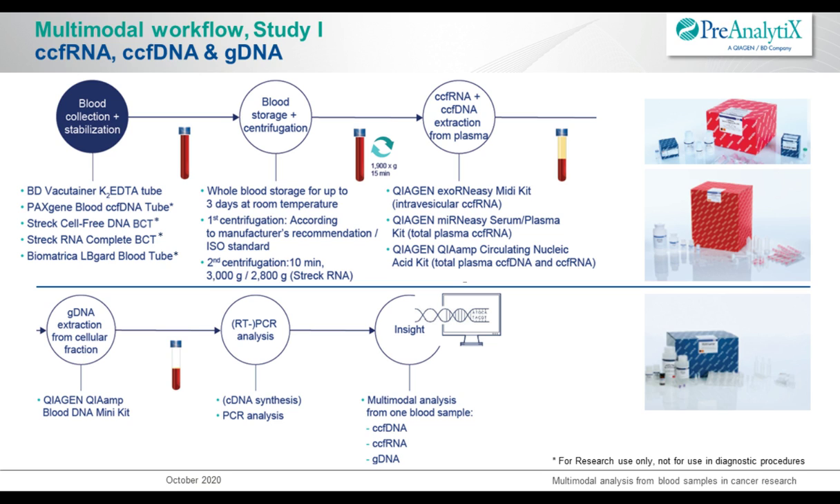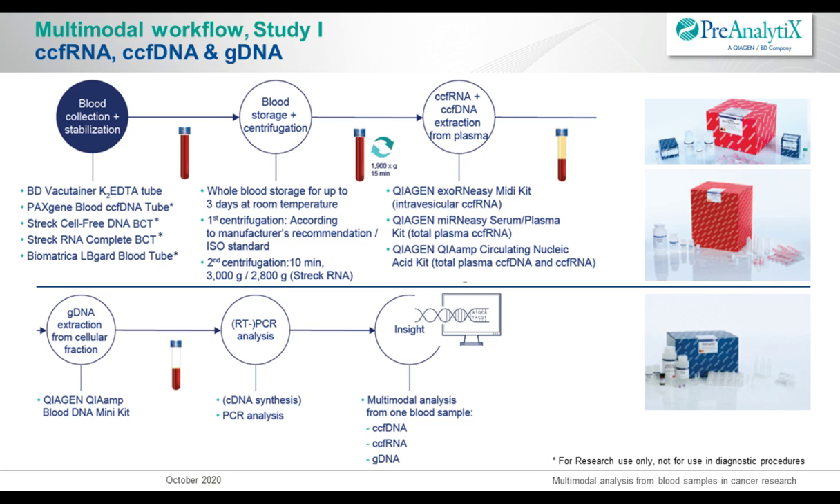So for the workflow, we collected blood again in different sample tubes. We used our PAXgene tube, but also some of our competitor tubes, so the Streck tube that you have seen in the last slide, as well as the Biomarker tube. And we also included the new Streck RNA tube, which is dedicated to ccfRNA isolation. So we collected blood in these tubes. Then we stored the blood for 3 days at room temperature. Sometimes we also incubated it for 6 days, as you will see in the next slides.